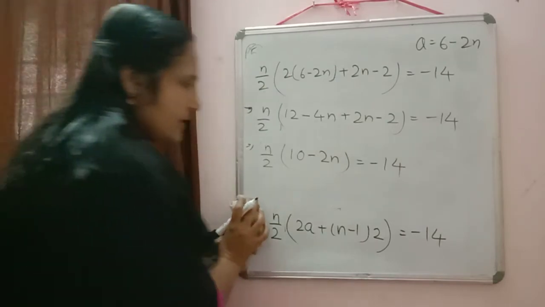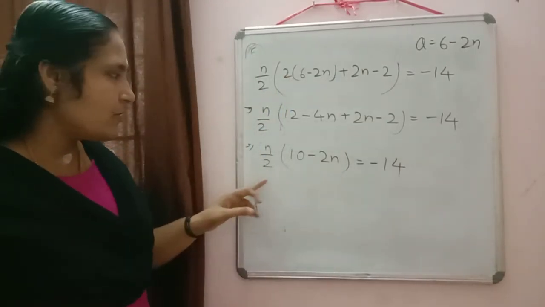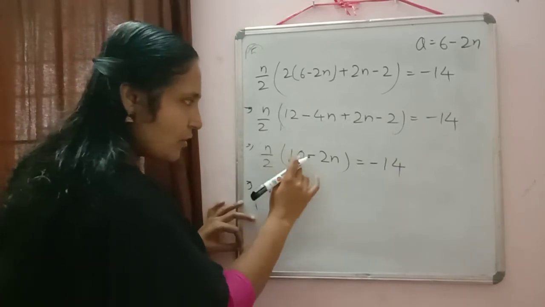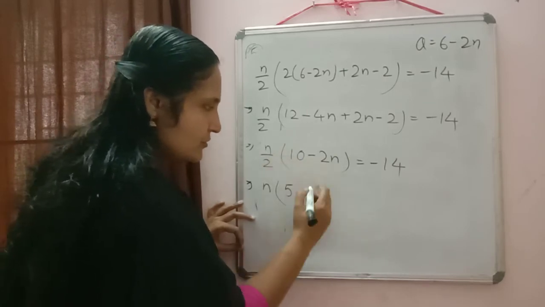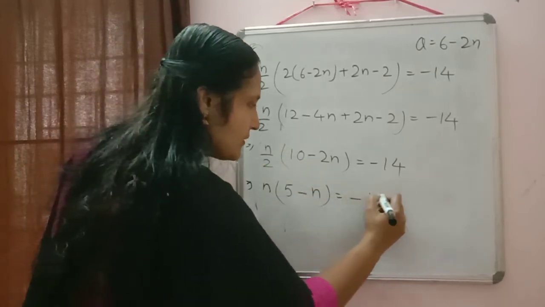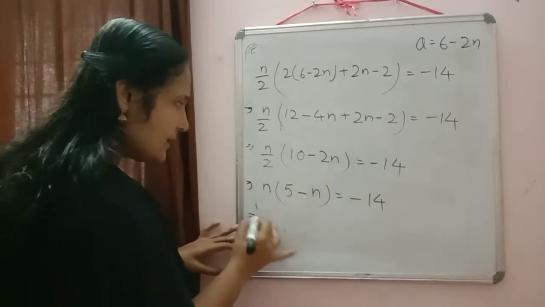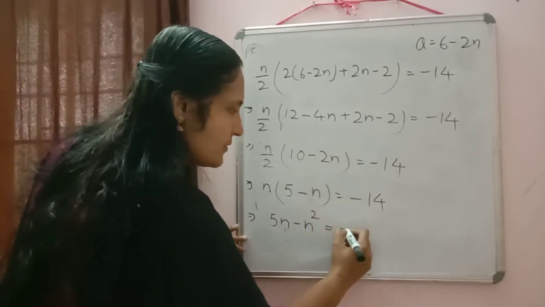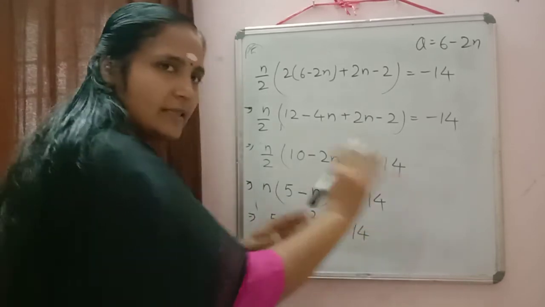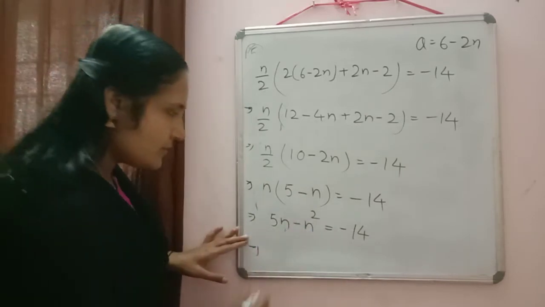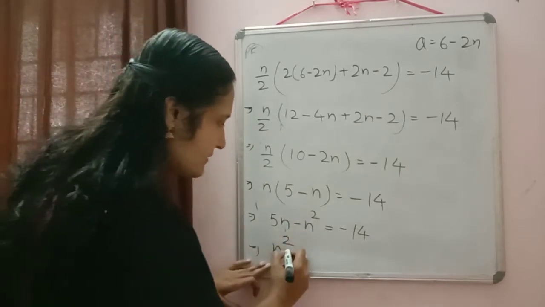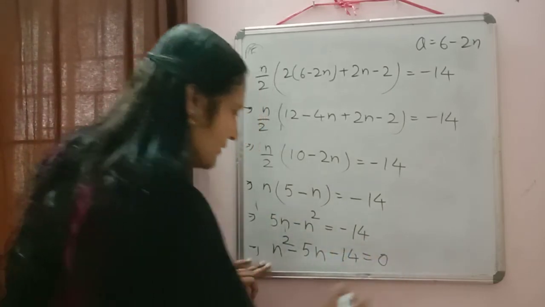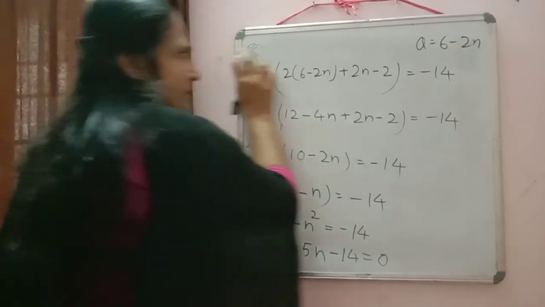Again 2 we can take common, and that 2 will get cancelled by this denominator. So I am writing here n into, cancelled 2, taken 2 common. So here 5 will remain, minus 2 taken common, so only n will remain, is equal to minus 14. So again we are getting a quadratic equation here. 5n minus n square is equal to minus 14. So we will shift all the expression to the right-hand side to make the coefficient of n square positive. So we will get n square minus 5n minus 14 is equal to 0.